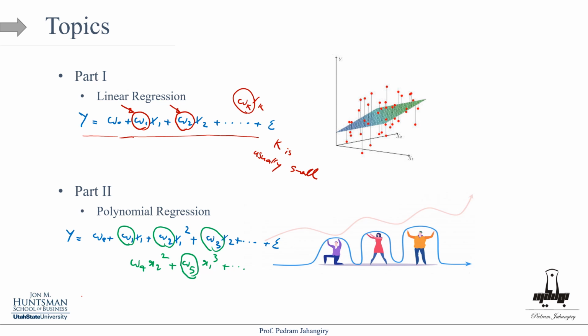here. We say, okay, let's keep this polynomial degree small. Let's keep the number of variables relatively smaller. But in machine learning, we say, no, there is no limit. Let's make it as complex as possible.